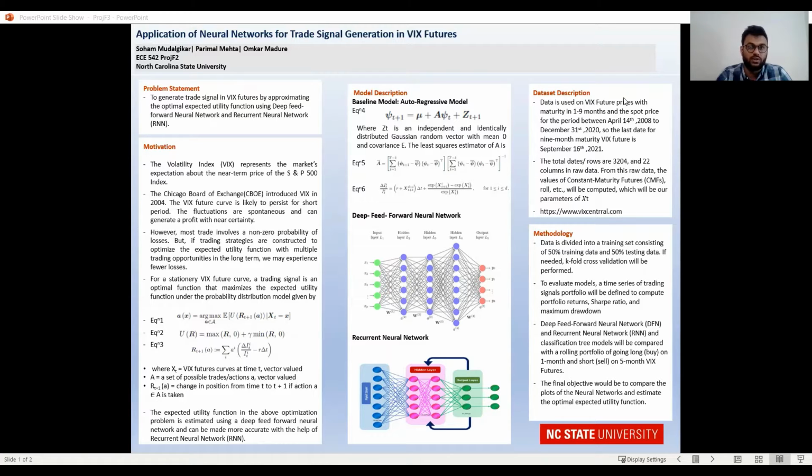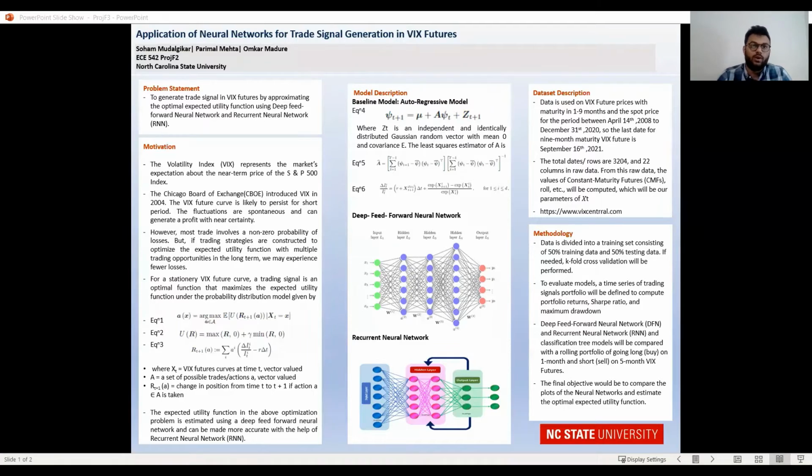For a stationary VX curve, the action that will maximize the expected utility function under a probability distribution is given by A of x is equal to the maximum of E of u of r t plus 1 of A, where u is the expected utility function, t is the denoted time, E is the denoted expected value, and r t plus 1 of A is the change in position from time t to time t plus 1 if action A is taken, given that we know the path of the function. The equation 2 gives the linear utility function U of r. The expected utility function is estimated using a deep feed-forward neural network and can be made more accurate with recurrent neural network.